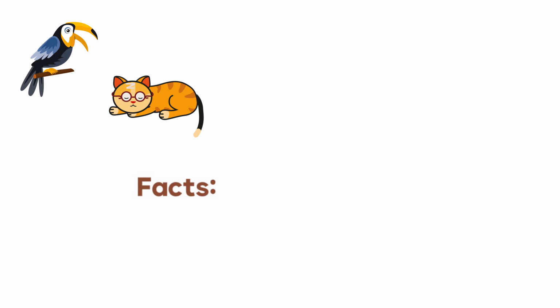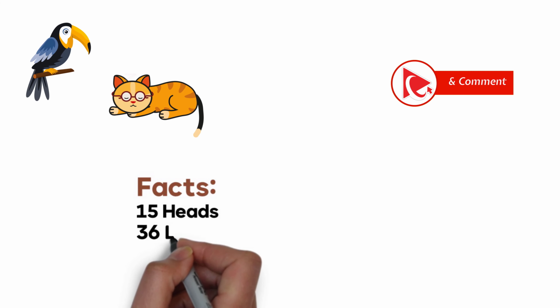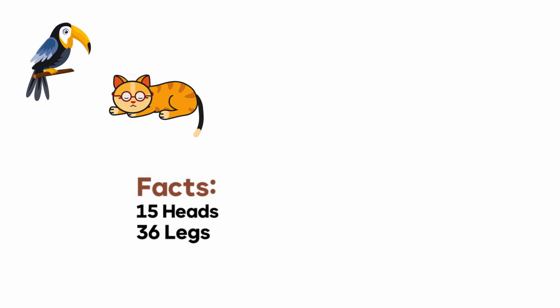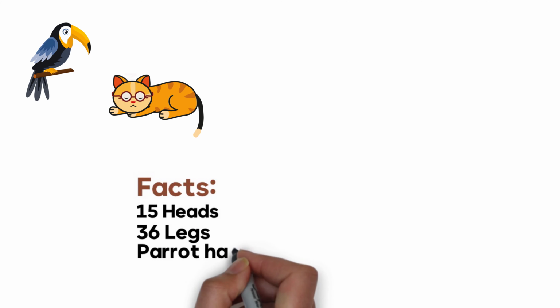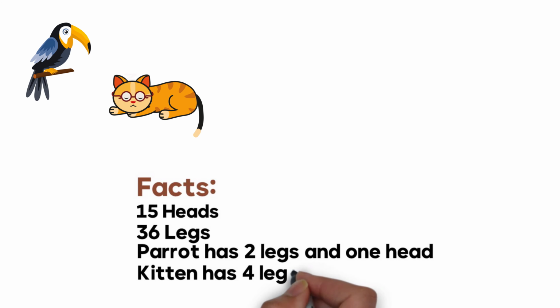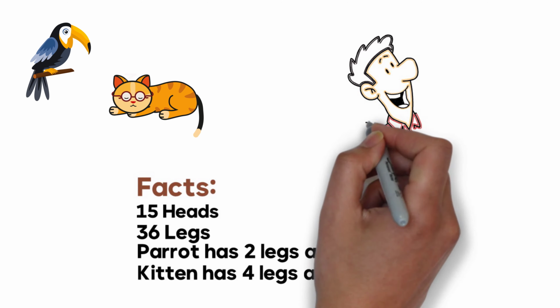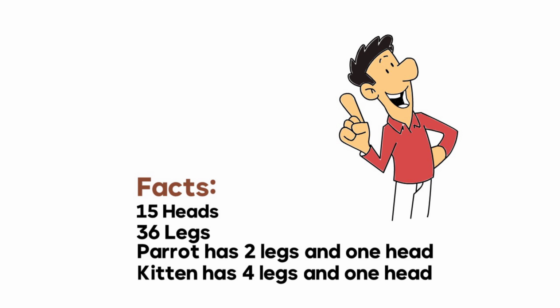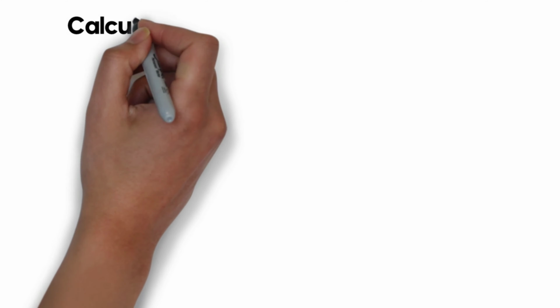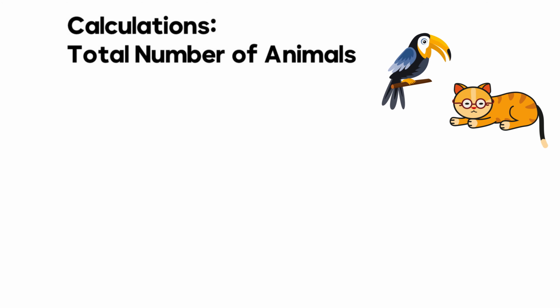We have 15 total heads of animals in the store, and we also have 36 legs. We also know that each parrot has 2 legs and 1 head, and each kitten has 4 legs and 1 head. In fact, both animals have 1 head, and unless it's a fairy tale, I don't know any animal that has more than 1 head. So number of heads can be used to calculate total number of animals in the store. Because there are 15 heads, there are 15 animals in the store.